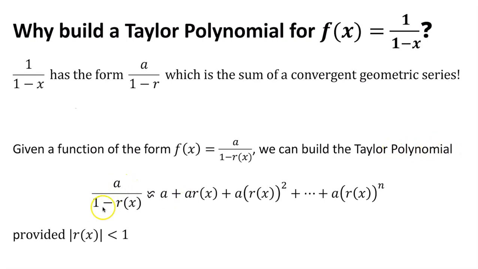So a over 1 minus r of x is approximately the first term, a, plus a times r of x, so that common ratio r of x, we are multiplying by that to get to the next term, and then we multiply by another copy of r of x, which would be r of x squared, and so on. So we can easily build a Taylor polynomial for something of this form, and that is provided that the absolute value of the common ratio is less than 1. That's when this expansion will approximate this function.